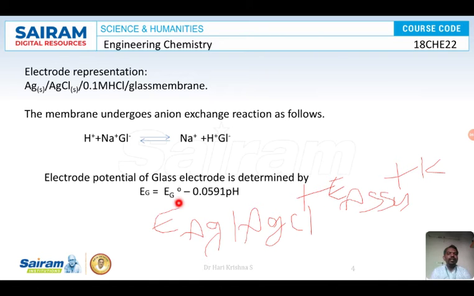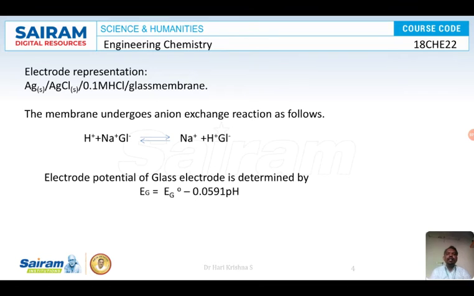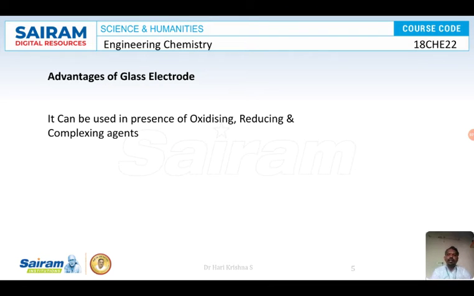Okay, so Eg naught is a constant, that is the sum of the internal reference electropotential, asymmetric potential and constant K. We substitute this constant here, measure the pH of the solution, substitute, and it gives you the electropotential of the glass electrode. Okay, so now let us see what are the advantages and disadvantages of the glass electrode.